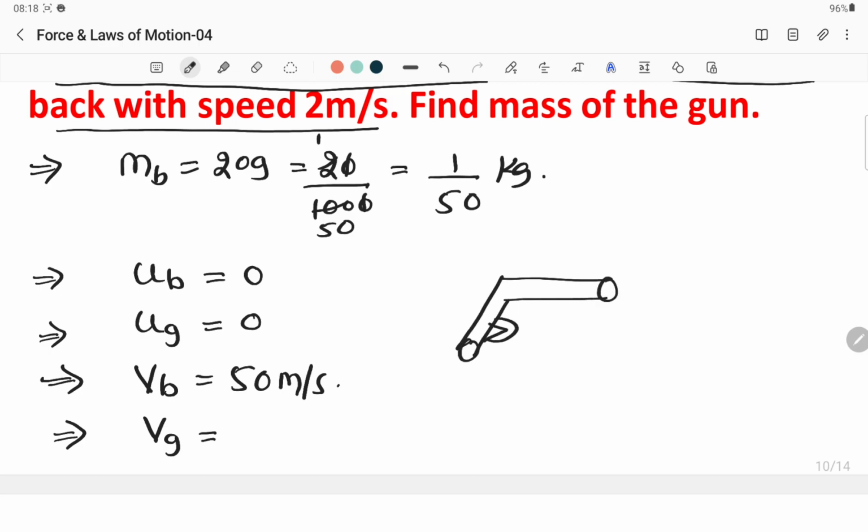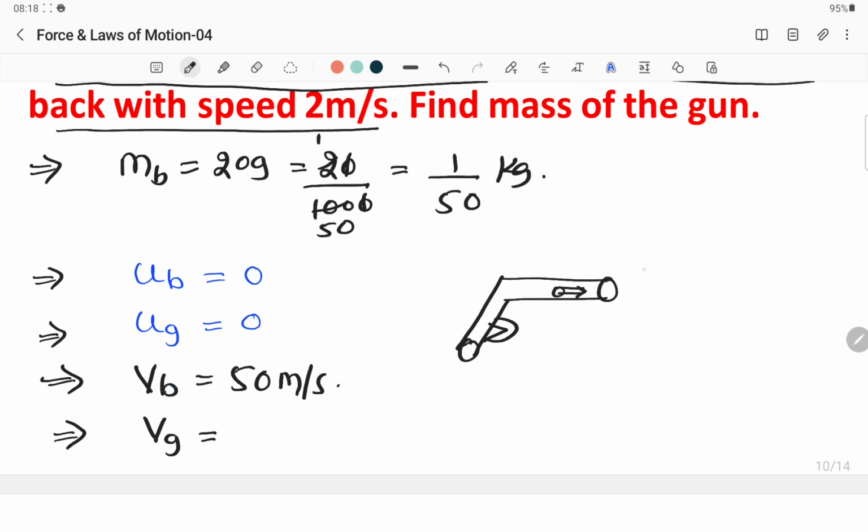This is the gun. Alright. So initially, this bullet and the gun were at rest. That's why I have taken the initial velocity of the bullet and the initial velocity of the gun, both as 0. Then afterwards the mass of the bullet is given, I have recorded that also, and the mass of the gun is not given, that's why I haven't recorded. Now this bullet will start to move with how much velocity? 50 meter per second. So that's the final velocity of the bullet.